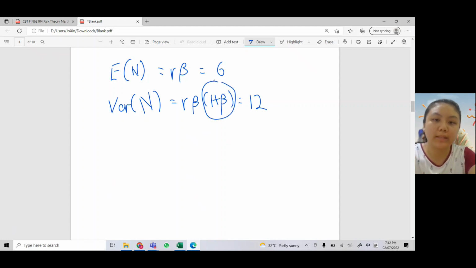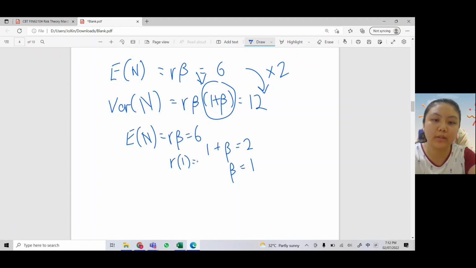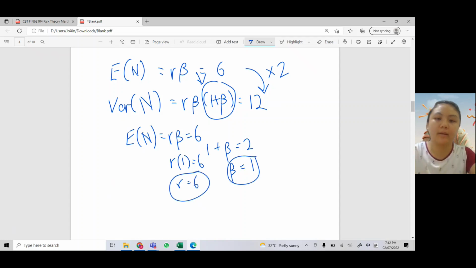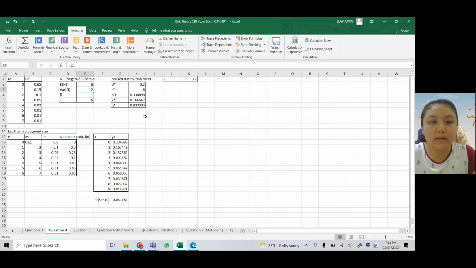So the extra 1 plus beta here will be equal to 2. So 1 plus beta equals 2, and we know that beta is equal to 1. Since E[N] equals r beta equals 6, and beta is 1, we know that r is equal to 6. So r is 6 and beta is 1.